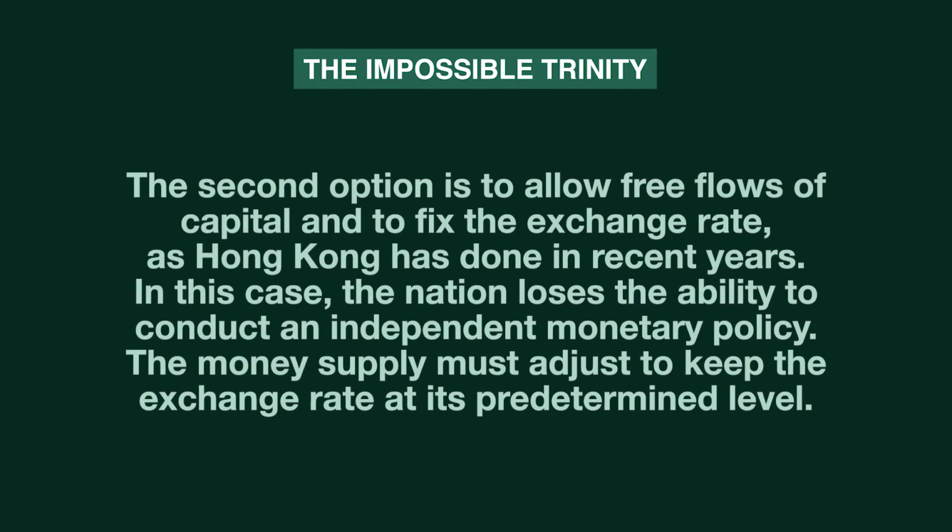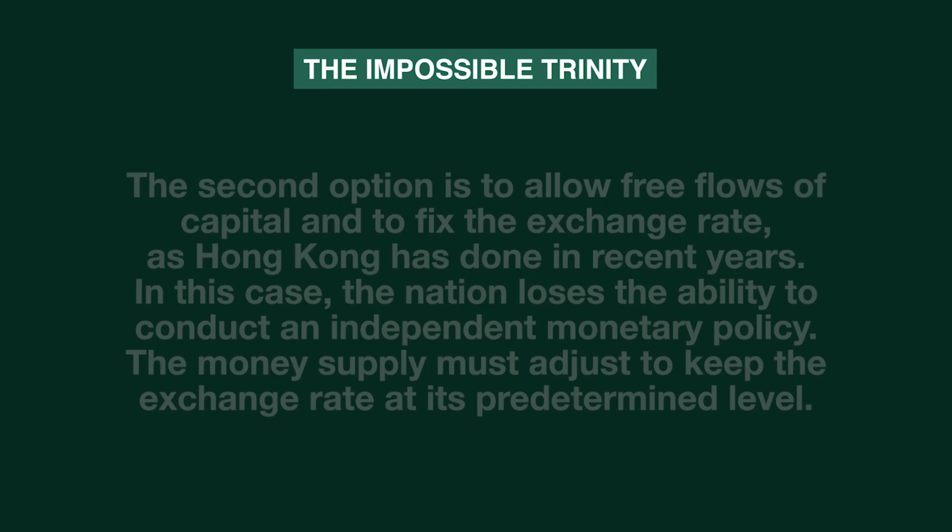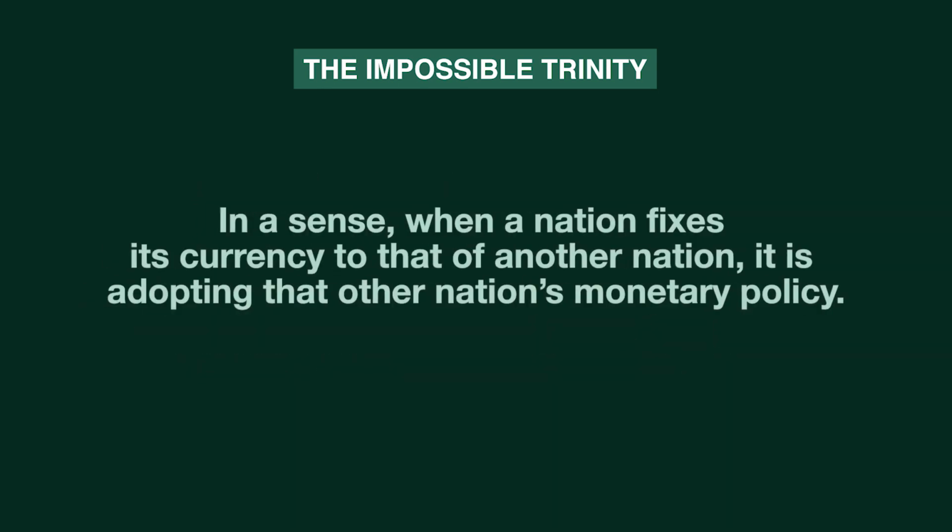The second example was that of Hong Kong, where Hong Kong allowed a free capital flow and had to fix the exchange rate. But in this case, Hong Kong lost the ability to have an independent monetary policy. The money supply had to be adjusted to keep the exchange rate at the predetermined level. That means here the nation fixes the currency to another nation and adopts another nation's monetary policy.